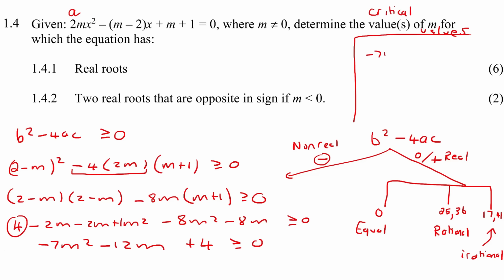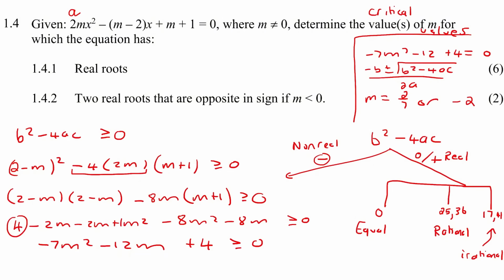And the way you can do that is you make it equal to 0. Then you can go use the quadratic formula over here, okay? And you should end up with 2 answers for m. The first one would be 2 over 7. And the other one is minus 2. Okay, so we're going to go draw a number line now. And then go put those two critical values. So minus 2 comes first, and then 2 over 7.